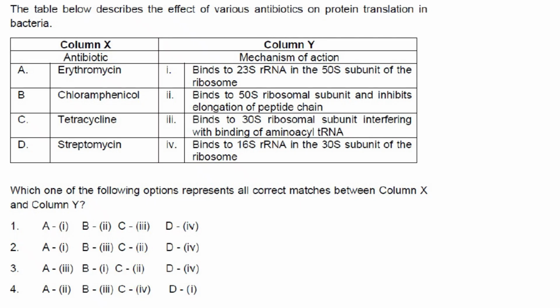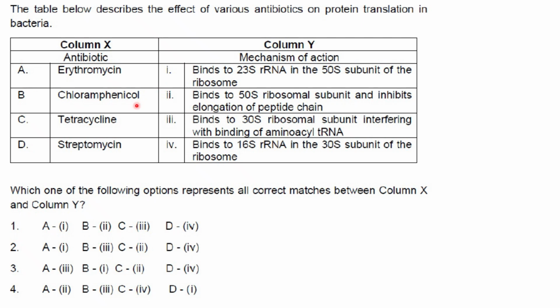Then next one, the table below describes the effect of various antibiotics on protein translation in bacteria. Okay, erythromycin. Erythromycin binds to 23S rRNA in the 50S subunit of the ribosome. 100% correct. A1. You have to know these antibiotics and their mechanism of action by heart. No other option. So A1.